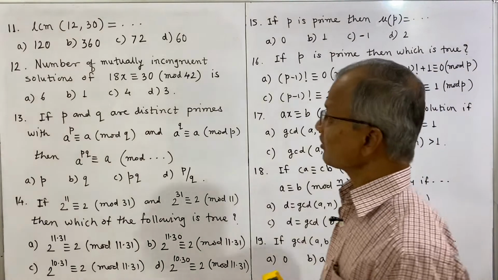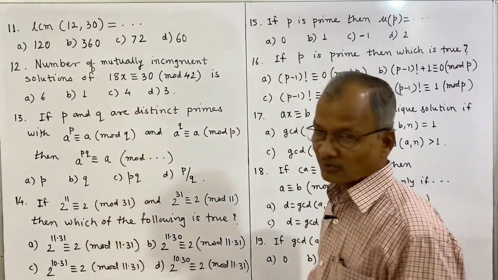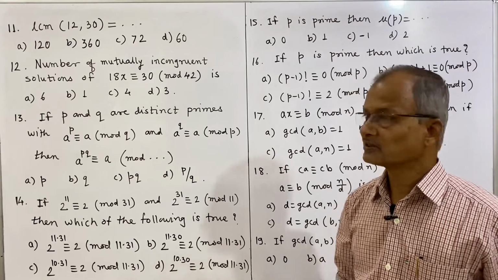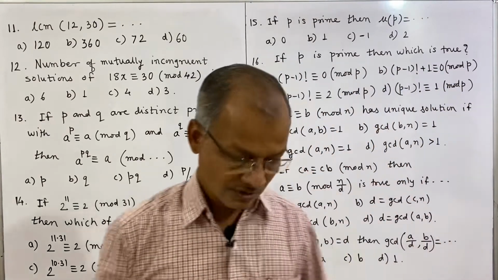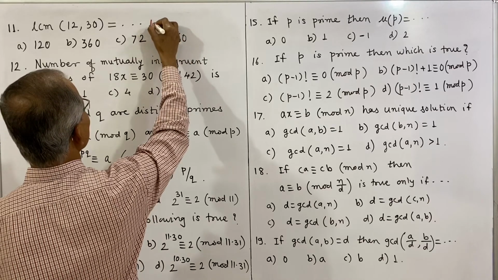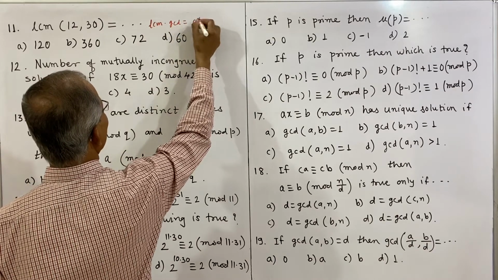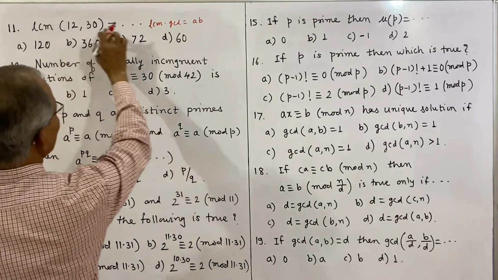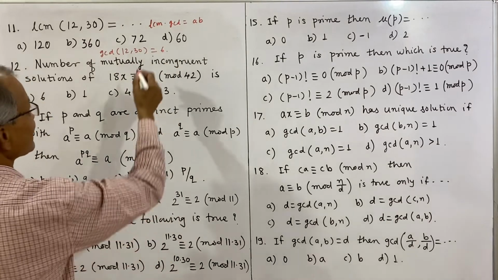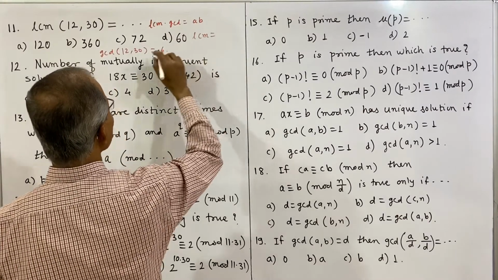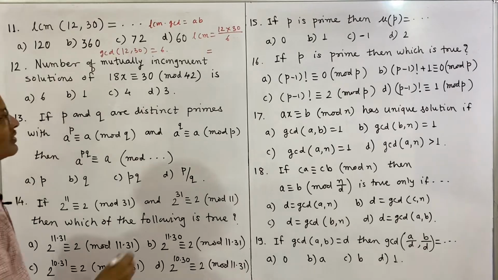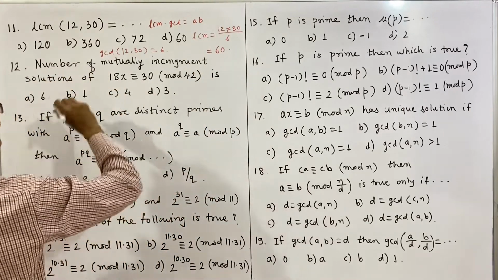The 11th question is: LCM of 12 and 30 is which number? To find the LCM of two numbers, it is useful to first find the greatest common divisor of the two numbers, and then we can use the relation between LCM and GCD. We know that LCM into GCD is equal to the product of the two numbers A and B. Here the GCD of 12 and 30 is 6, and therefore LCM is A into B, that is 12 into 30 divided by 6, or this will be 2 into 30, which is 60. So this relation is used here, and therefore the answer is D.